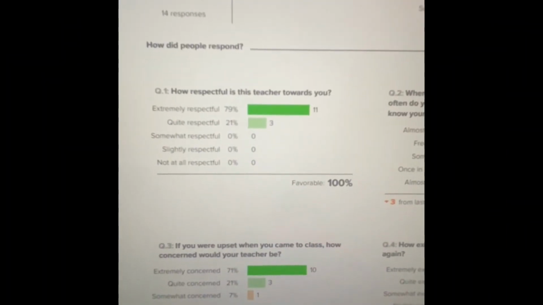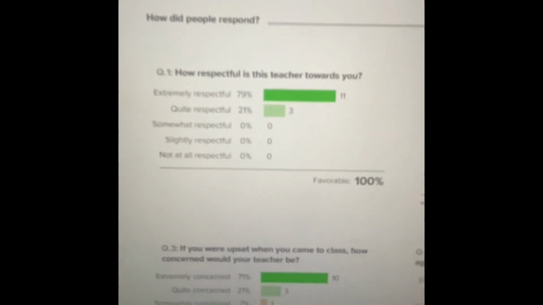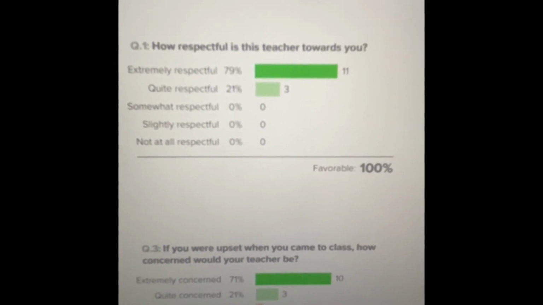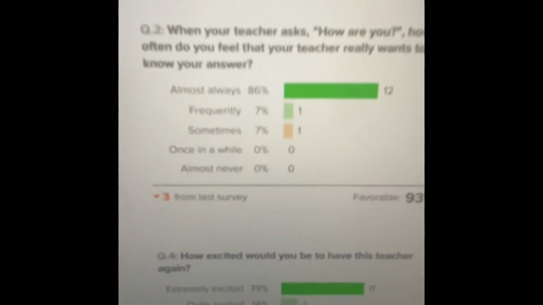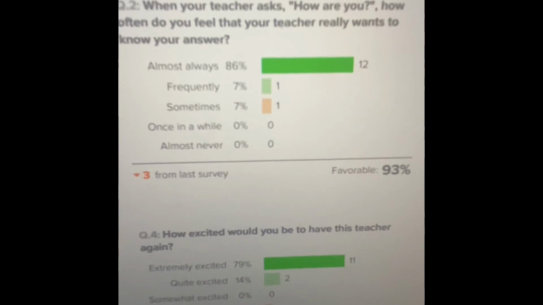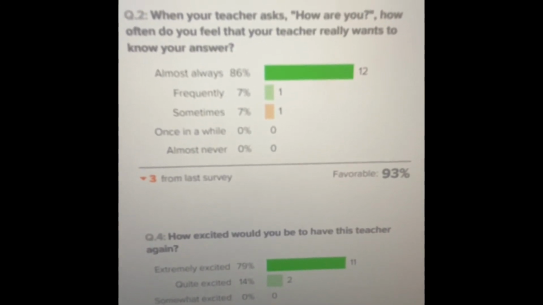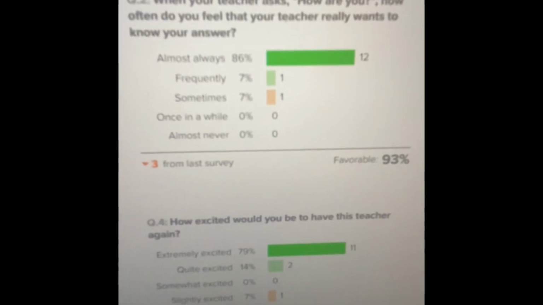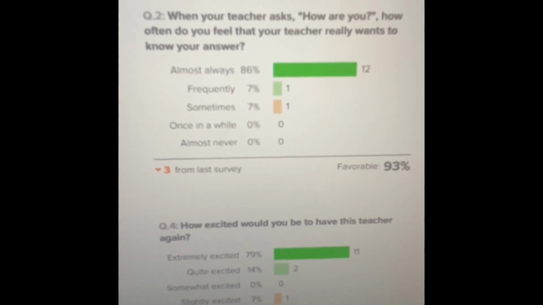And the final component of this survey was teacher-student relationships. I got a 95%. And the questions were, how respectful is this teacher towards you? So I felt good that most of them said so. They also asked, when your teacher asks, how are you, how often do you feel your teacher really wants to know your answer? And this is important because the students know if you're just asking just to ask, or if you are genuinely caring about how they are.